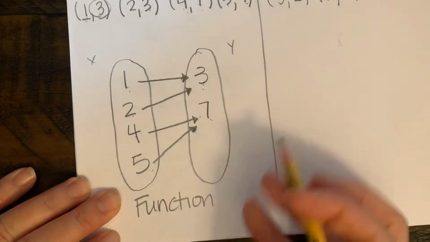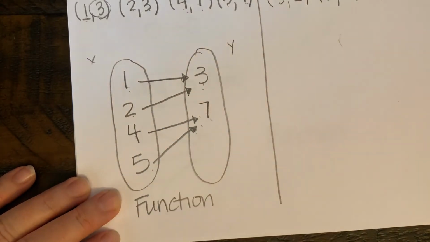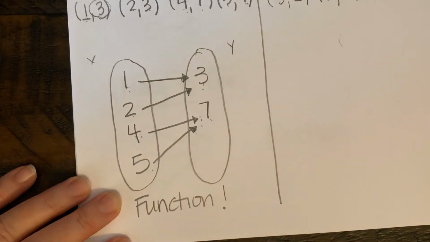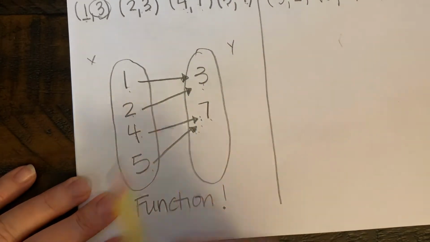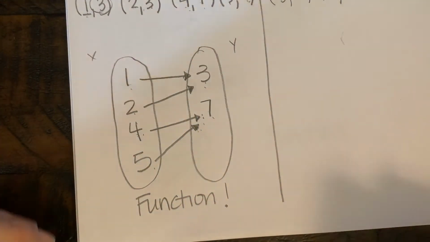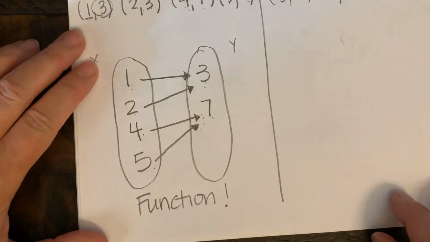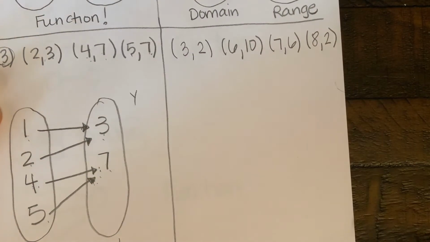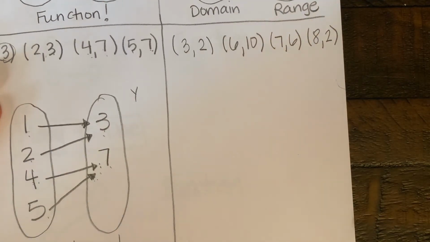Now we can call this a many to 1. It is still a function because 4 only becomes 7. 5 only becomes 7. Now 4 and 5 both become 7, but that's okay. I'll show you a picture in a few minutes to help you understand this. Okay, let's do one more and see if it's a function or not. And I want you to think about it before I give you the answer.